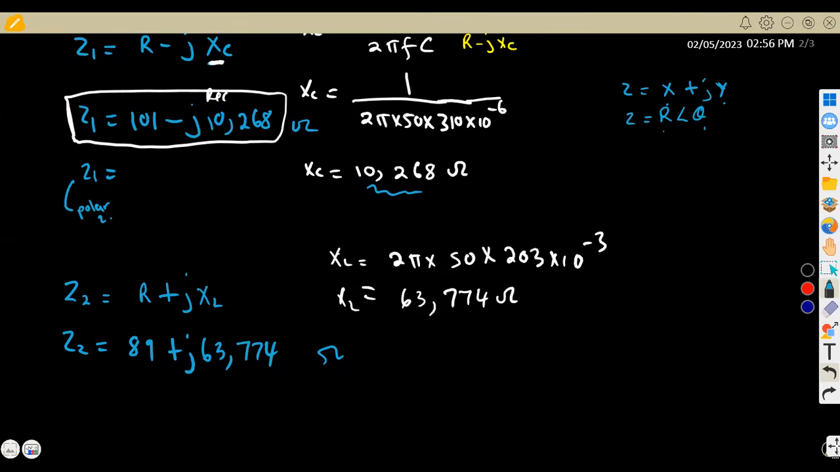Our R is 101,521. Angle of, in polar form, you need the phase angle. If you press this button, it's going to give you the angle theta there. Take note, from your memo there, it was shown as positive, which is wrong, because this is supposed to be a negative.